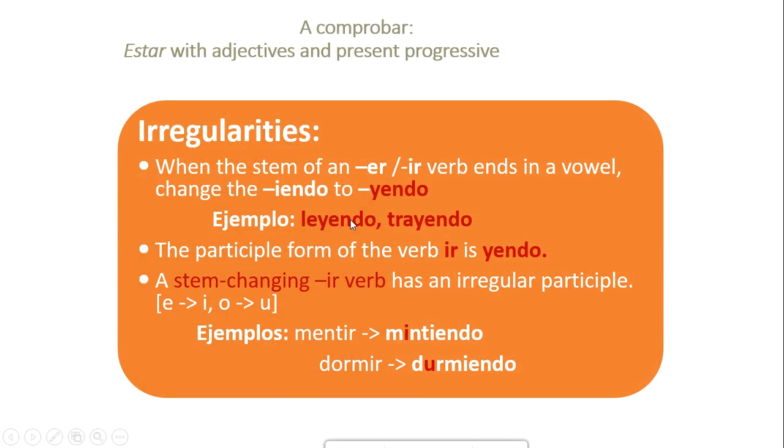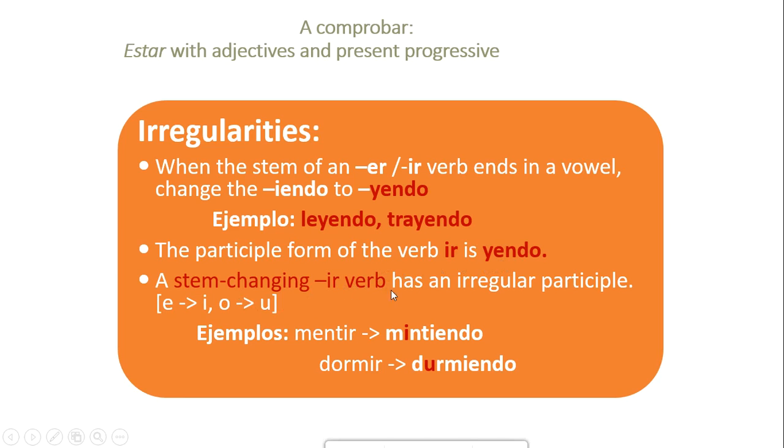Okay, there are some irregularities. So when the stem of an ER or IR verb ends in a vowel, we're going to change yendo to yendo with ye. Okay, así, por ejemplo, leer se hace leyendo, in place of having an I right there. The verb traer se hace trayendo, with a Y in place of having an I there. The present participle form of the verb ir is yendo. Okay, so that is irregular as well.